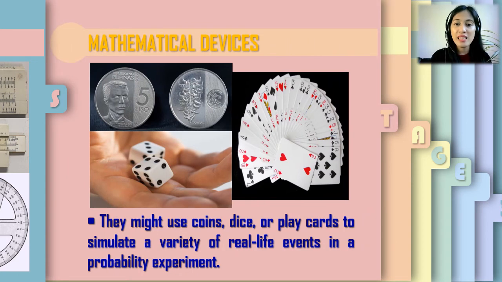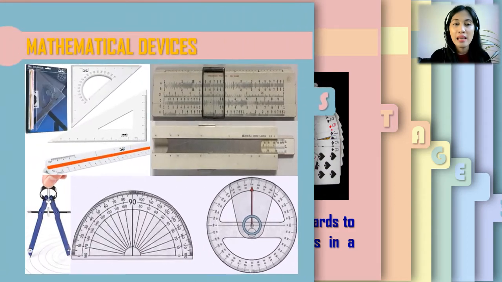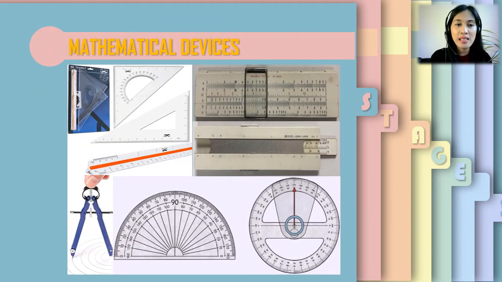Here, for statistics topic, they might use coins, dice, or play cards to simulate a variety of real-life events in a probability experiment. Now, as for other mathematical devices, we still have the triangular ruler, we have the protractor, compass, and then also a scale ruler. And then we could also introduce the use of a slide rule.